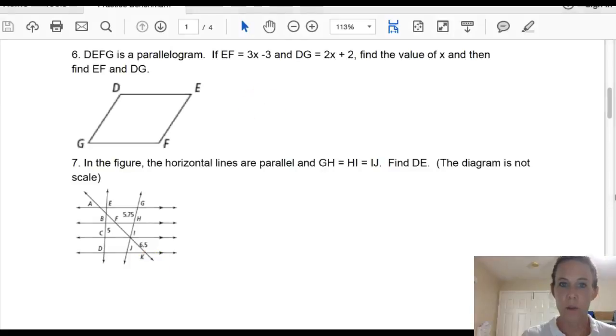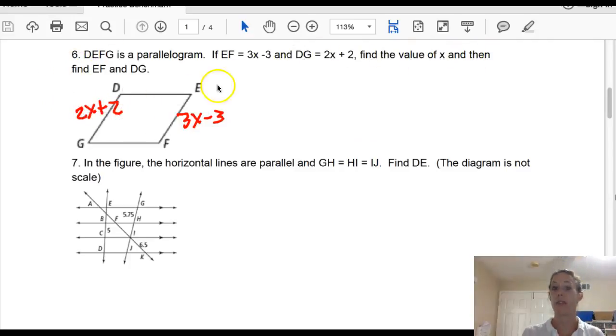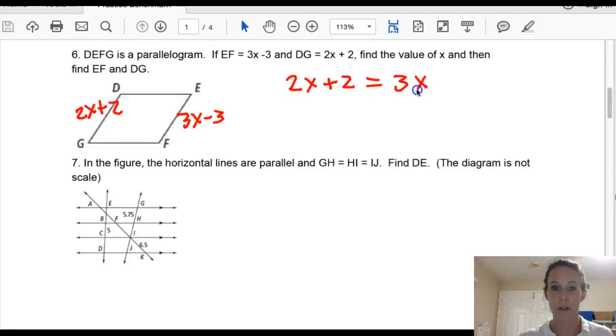Okay, the best thing to do on these is make sure you label things. If EF equals 3x minus 3, label it so you can see what you're looking at. DG is 2x plus 2. We want to find the value of x and then find the length of EF and DG. They told us this is a parallelogram. Since you know it's a parallelogram, you know properties, you know opposite sides are congruent. So you then go ahead and set them equal to each other and solve for x. And that's all you have to do here.